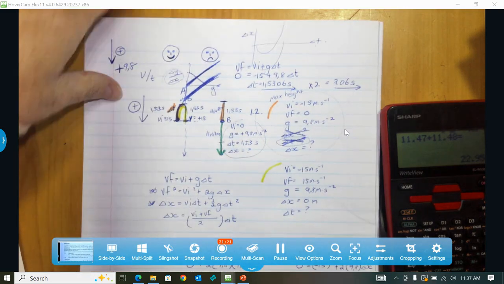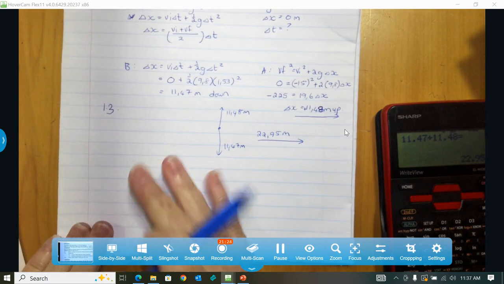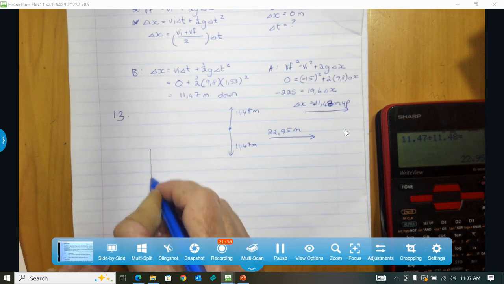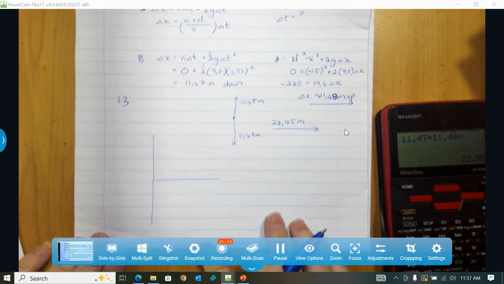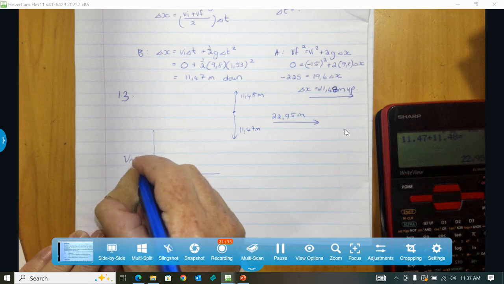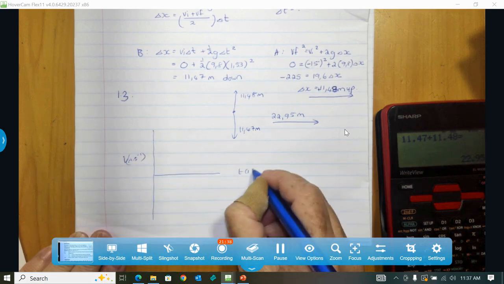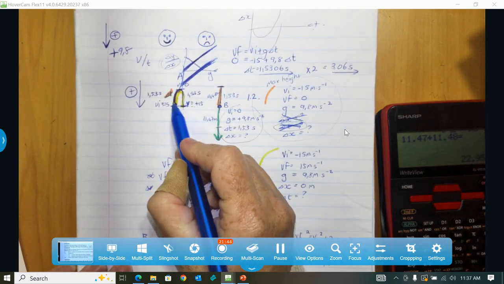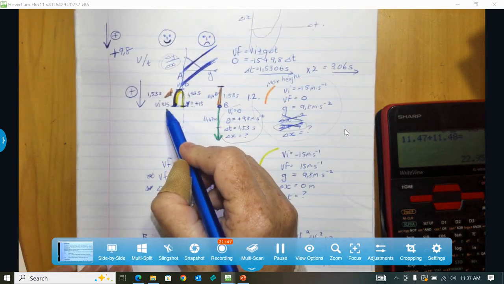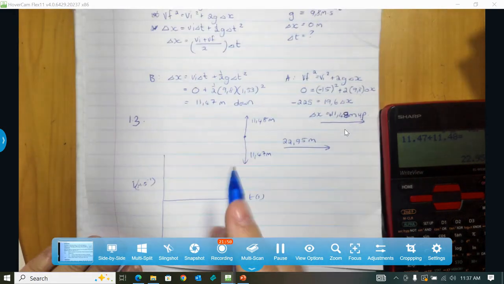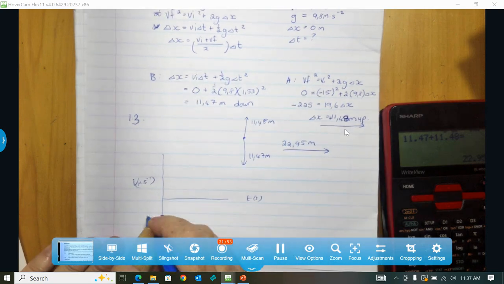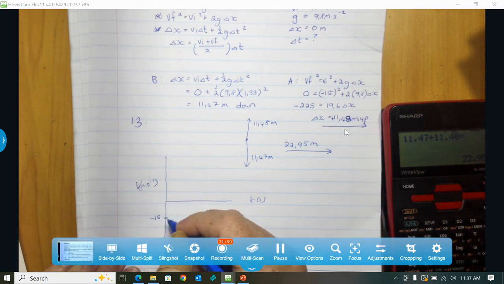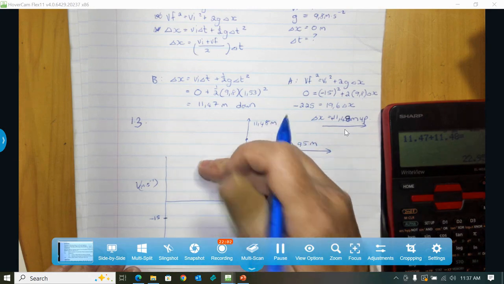Now they said they want us to draw a velocity time graph, and it's for ball A. So I'm going to put that in. It's velocity in meters per second, time in seconds. Do you remember the initial velocity of ball A, the one that was thrown up, was minus 15. So I'm starting my graph here at minus 15. What happens when it goes up? It slows down and it stops.